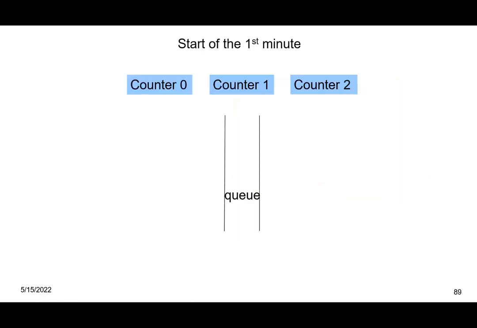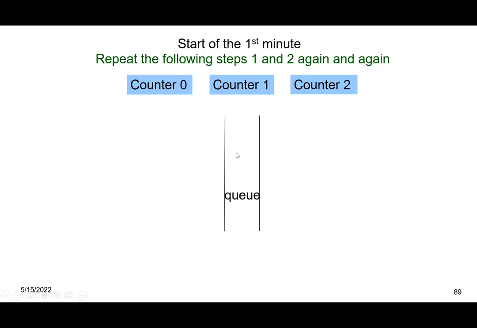At the start of every minute, there are only 2 steps involved, and we are going to repeat step 1 and step 2 in every minute again and again. So in our scenario, I have 3 counters 0, 1, and 2, and I only have 1 queue here. So the first step is what? First step is DQ all customers from the counter. You might have some customers in the counter.